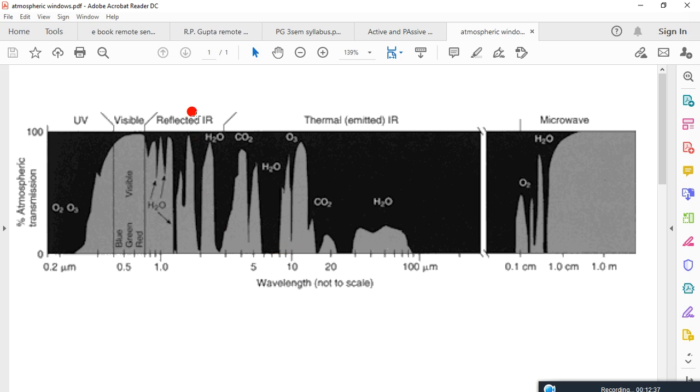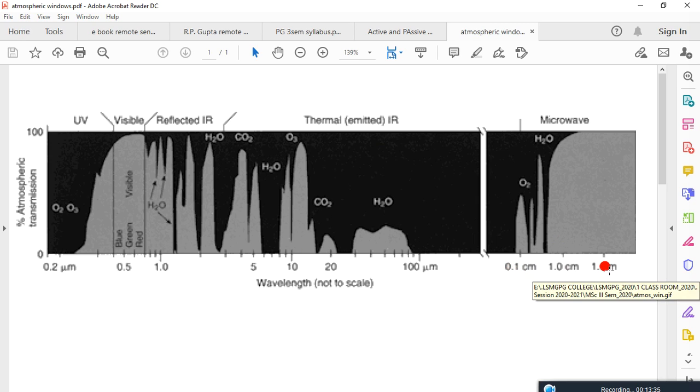So the first one is the optical window with visible and reflected infrared. From 0.4 to 0.7 is the visible one, and then it goes up to 2 with the reflected infrared. So 0.4 to 2 micrometer is the optical window. And then the thermal window: there are two small narrow windows at 3 micrometer and 5 micrometer, and a range of wavelength lying between 8 to 14 micrometer. This is the thermal infrared window. And then the third one, the microwave one, starts from 0.1 centimeter or say 1 mm and beyond that.